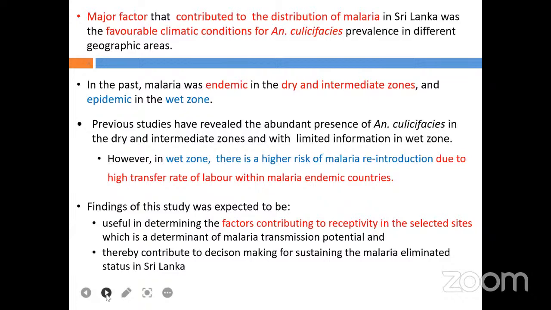There are various previous studies that have revealed the abundant presence of Anopheles culicifacies in the 2 endemic zones, but there is very limited information on Anopheles culicifacies distribution in the wet zone. Another factor that we highlight is that in the wet zone, at the moment, there is a high risk of malaria reintroduction due to the high transfer rate of labor from malaria endemic countries. This is specific to the Western province situated in the wet zone. The findings of this study were expected to be useful in determining the factors contributing to receptivity in the selected study sites, and thereby contribute to decision making for sustaining the malaria eliminated status in Sri Lanka.